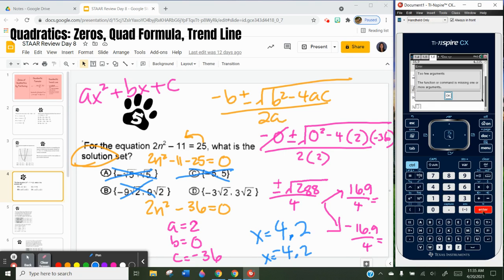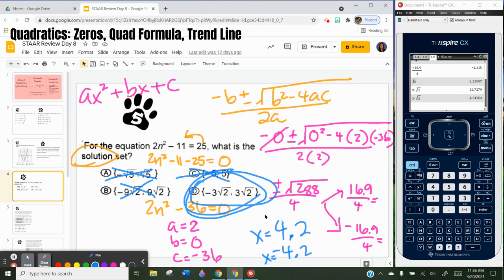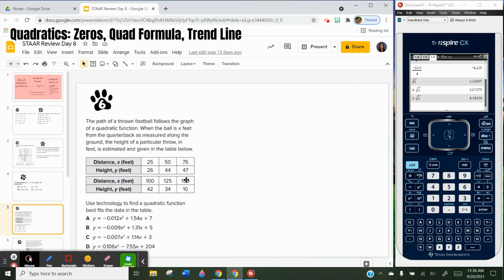So 3 square roots of 2 end up giving, oh, sorry, I forgot the 2 there, 4.2. And then on the other one, we also have a negative, which is negative 4.2. So it matches with D. It's the same thing as the negative 3 square roots of 2 and positive 3 square roots of 2. Again, you can type this in your calculator if you wanted to. You could check it, making sure that the x-intercepts match what we have found here, and you will get the right solution. Problem number 6.